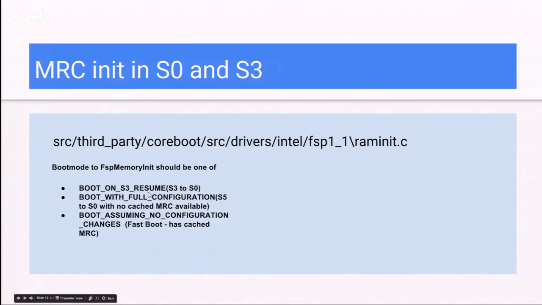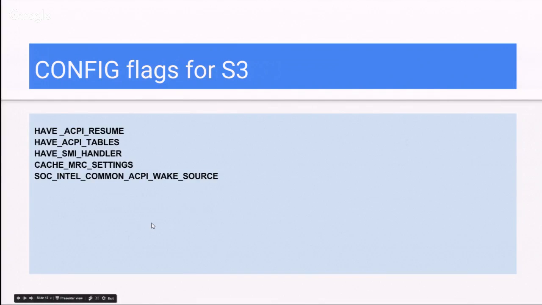So that's the boot on S3, or boot with full configuration, is when you power up the first time, and then there's a fast boot case. And you can look at all these config flags if you're starting on a new implementation of S3. You can look for these config flags in one of our existing implementations to start with.